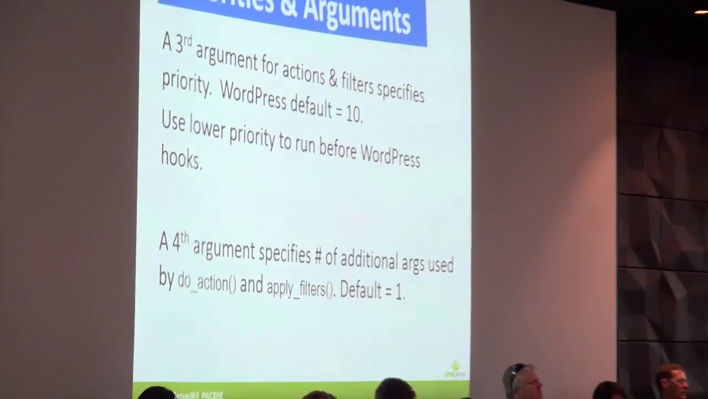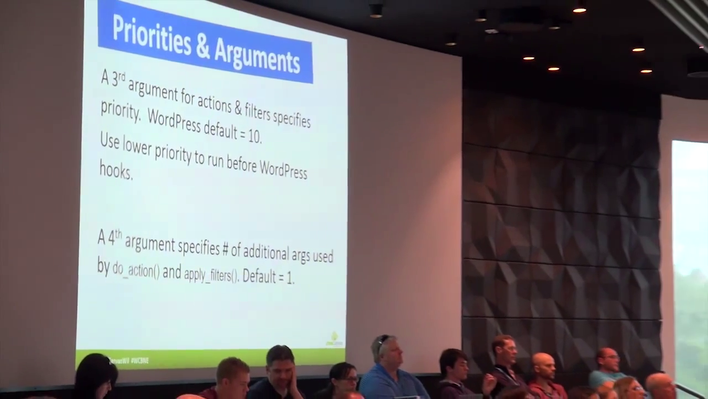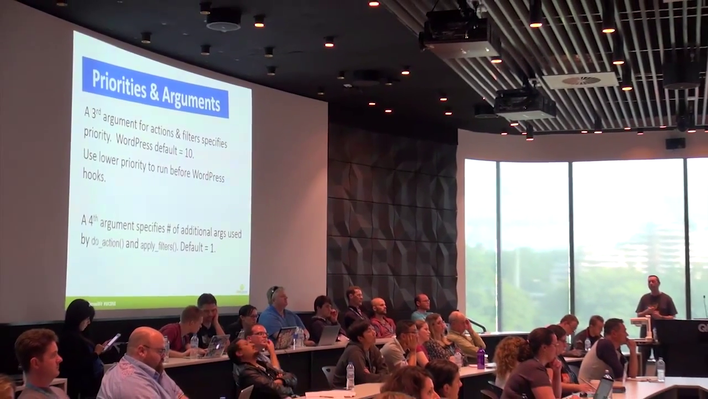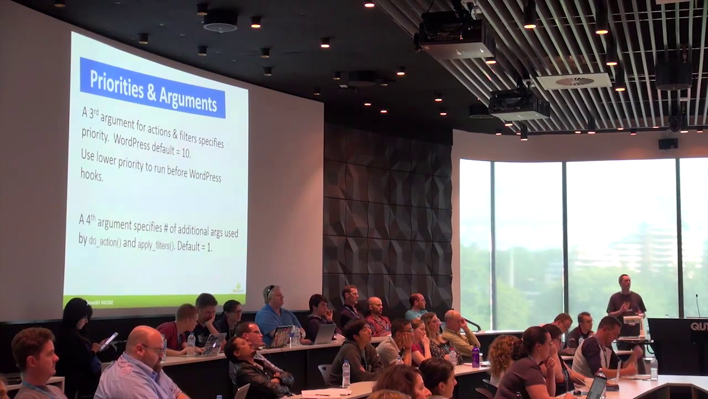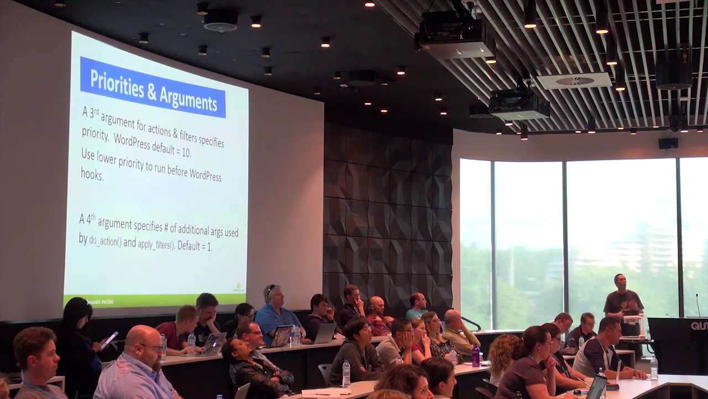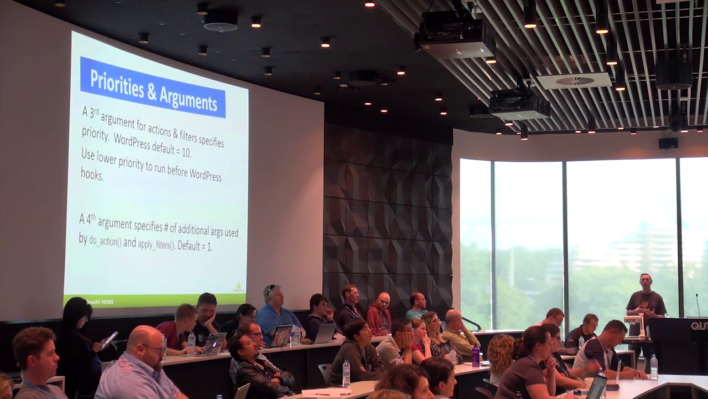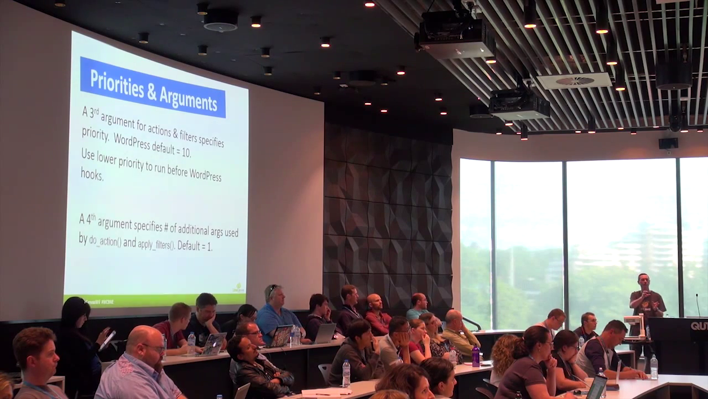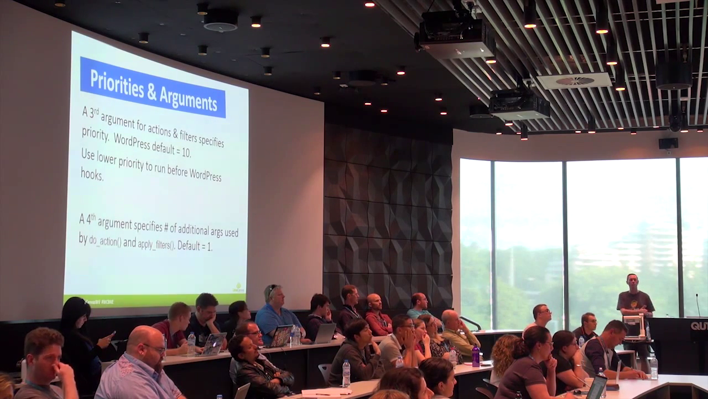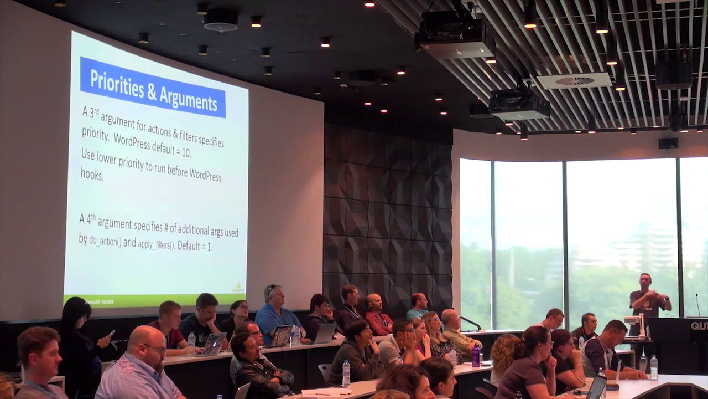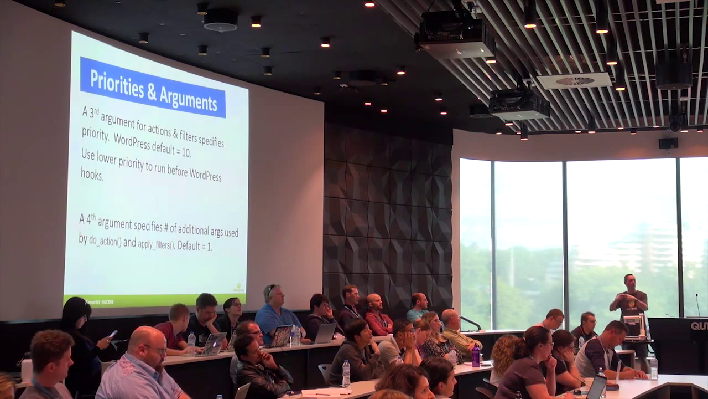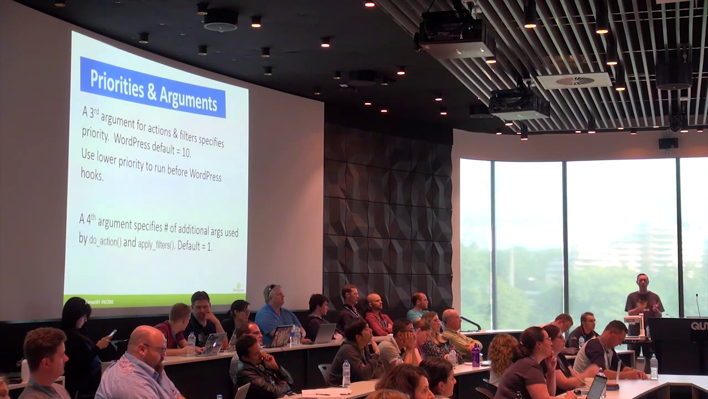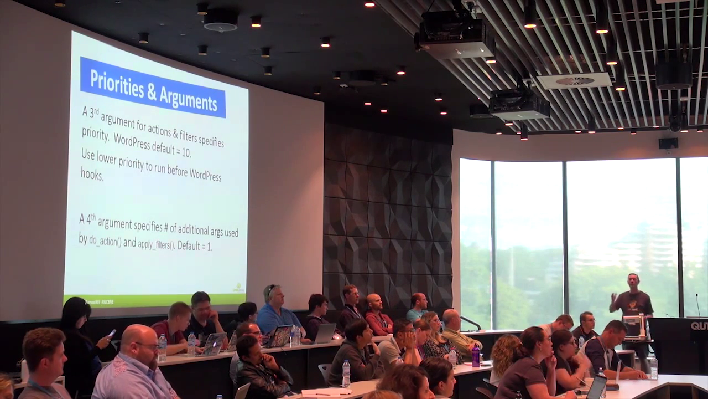So for each of these functions, you actually have another two arguments. The third argument is a priority. By default, WordPress has a priority of 10. All that really means is if you want to run something before WordPress runs its core stuff, then you use a lower priority. So you might use a priority of 9, which means that your function runs first, then WordPress. Or if you want to run something after WordPress has done its stuff and maybe overwrite or change it, then you use 11 and above.